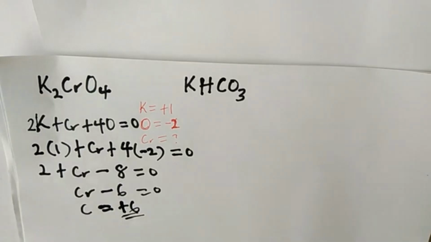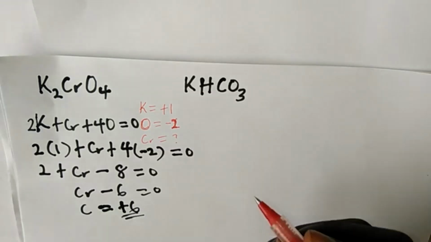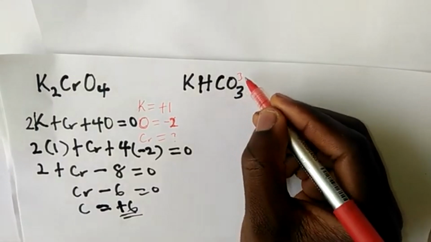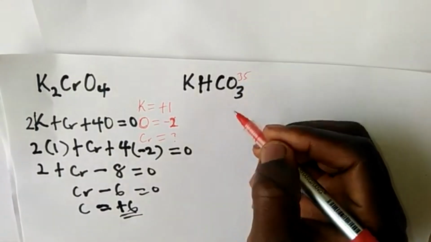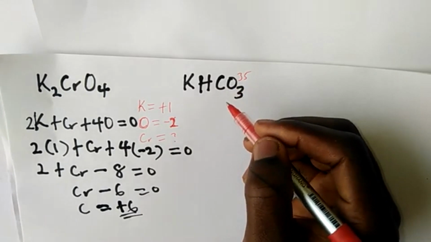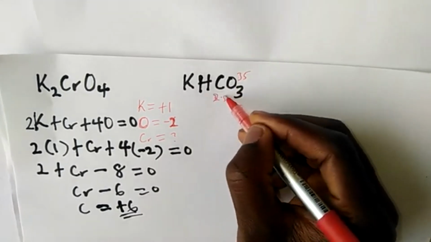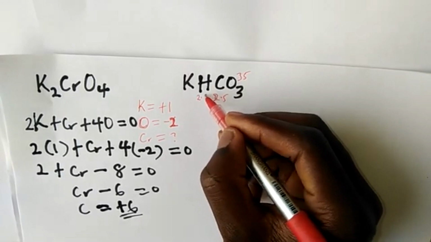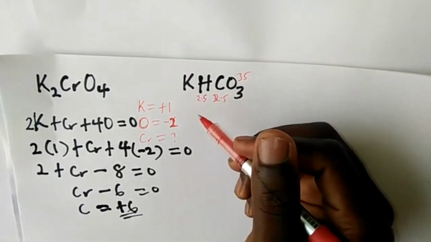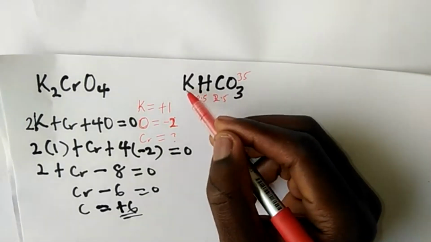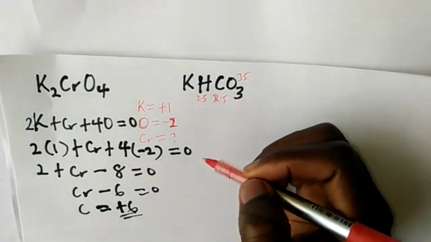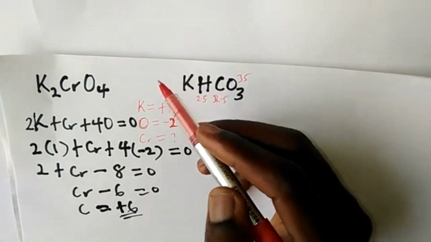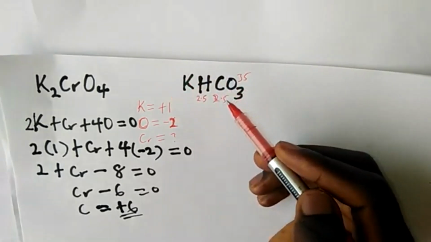What about the second example? Feel free to pause the video and try. What is the oxidation number of carbon in this second example? Now we know that oxygen has an electronegativity value of 3.5, making it more electronegative. Carbon has a 2.5. Hydrogen has 2.1. And we know hydrogen has a higher electronegativity value compared to potassium, because electronegativity goes up the group and across towards fluorine.